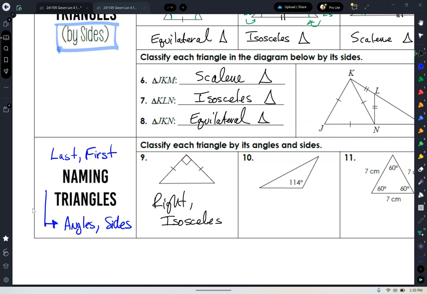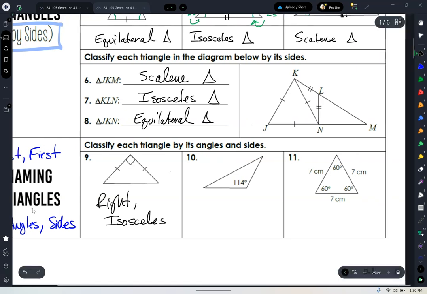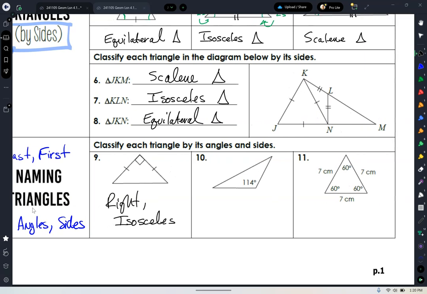Just like I would capitalize Kazera's Quinn. Okay? All right, let's talk about number 10. So number 10, based on the information you see from an angle perspective, what would you say? Okay, from a side perspective, what would you say?